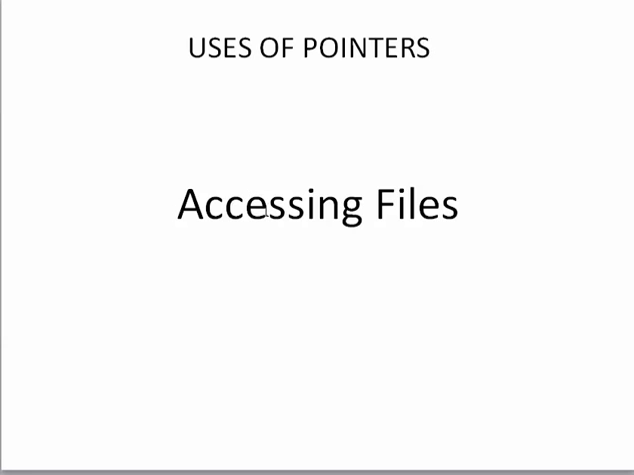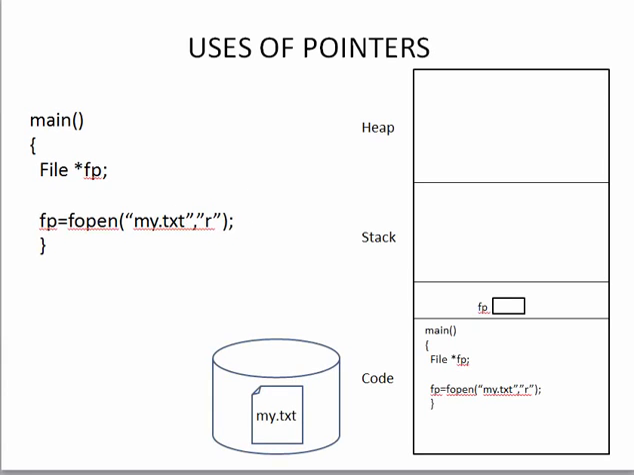Next usage of pointer is accessing files. If you want to access files, that is, read or write data from disk, then a pointer is required. This pointer can access the file on the disk. Like in C programming, when we want to open any file, we need a pointer, the file pointer. So without a pointer, we cannot access a file on the disk. So a pointer is used for accessing data on external storage.